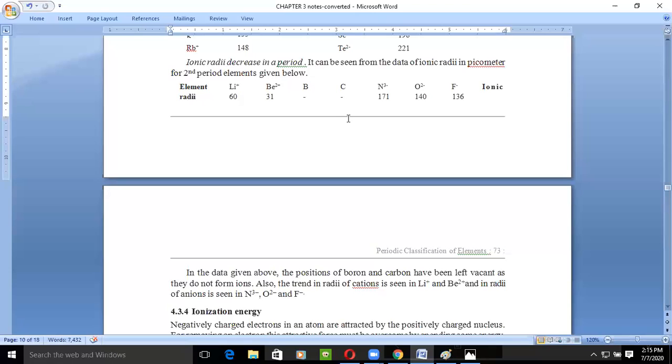It is not compulsory that every element present on earth or in the periodic table shows the ionic property. That is not actually possible. So boron and carbon are two elements which do not form any ionic state. That is why this place is left vacant. So the trend of the radii of cations is seen from lithium to beryllium, and from sodium, oxygen and fluorine.